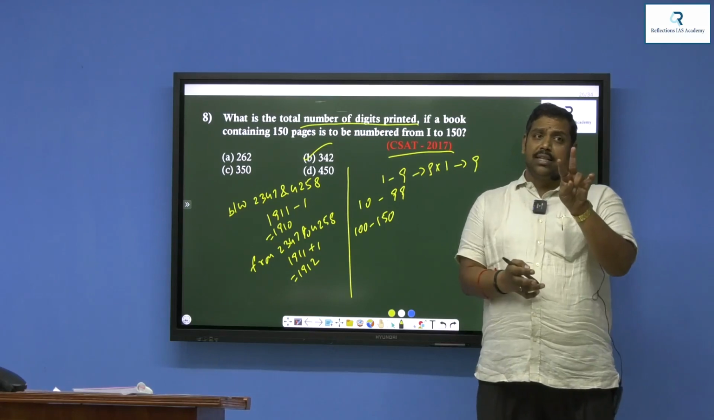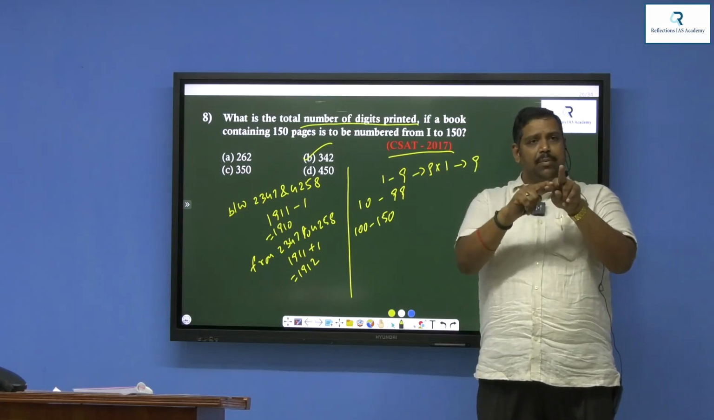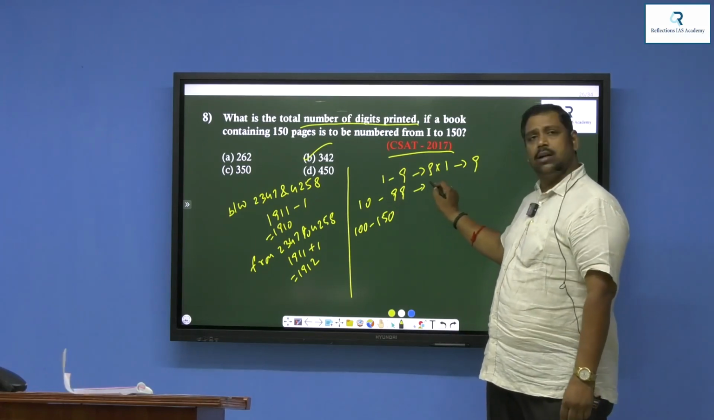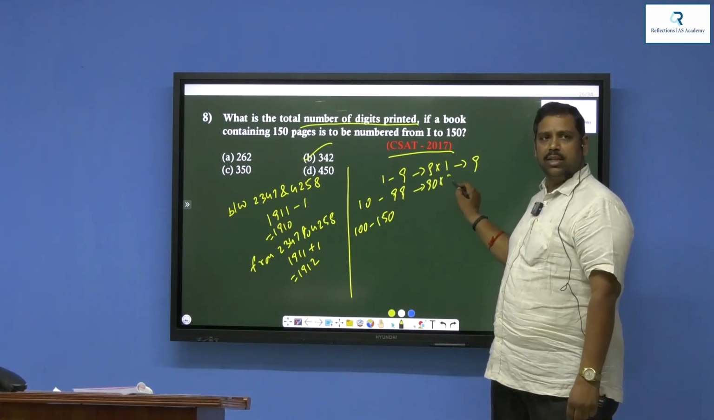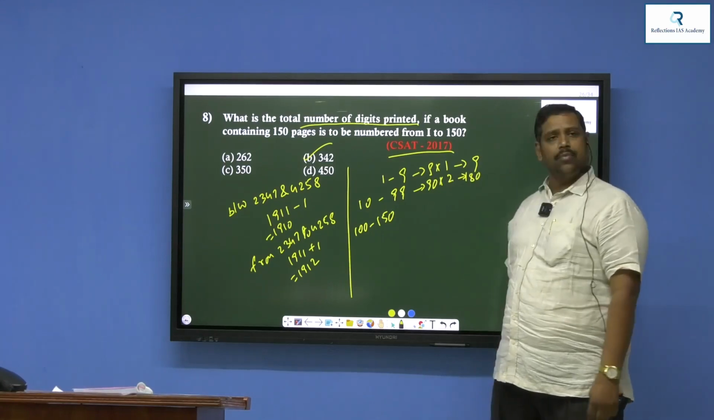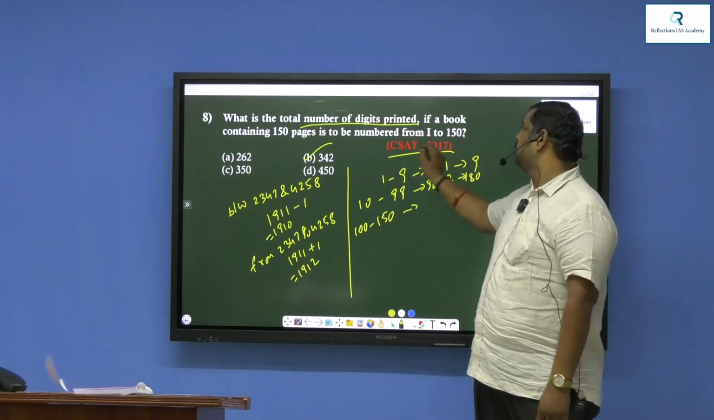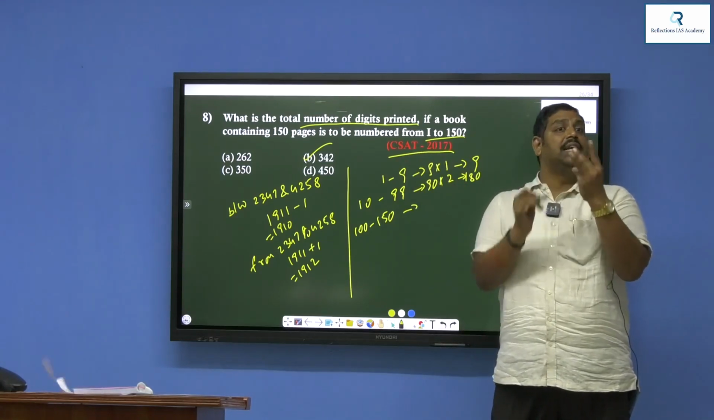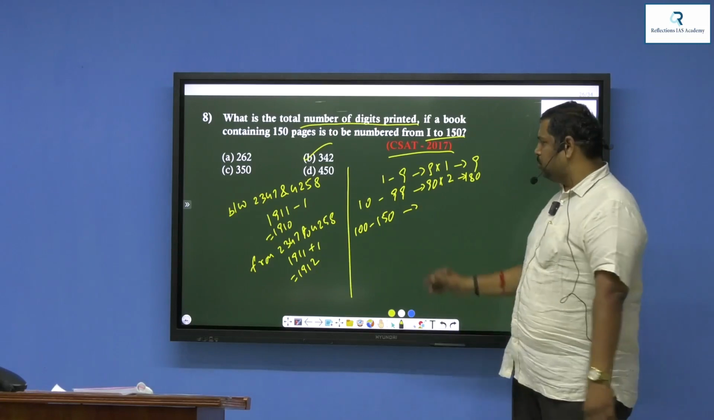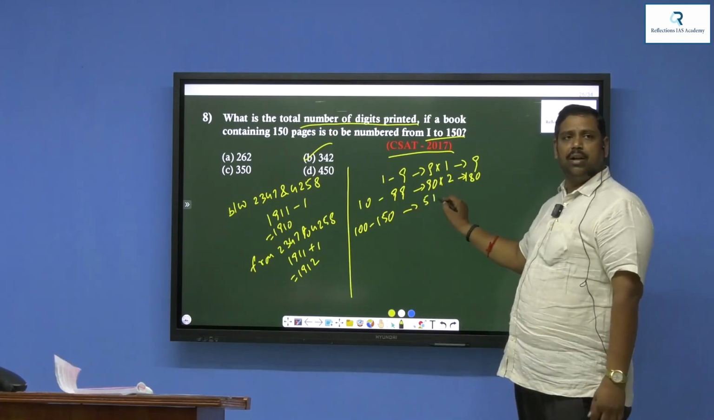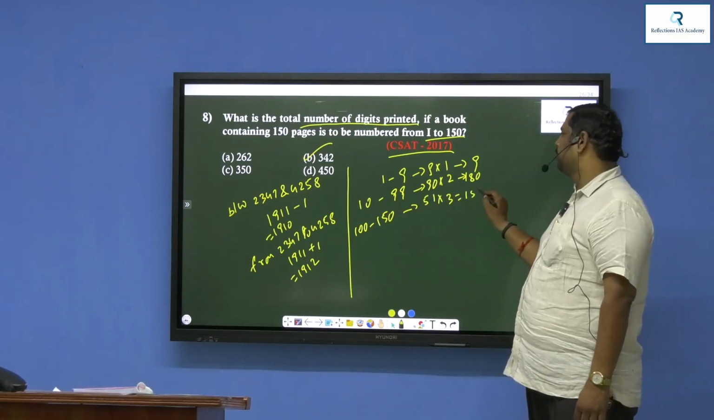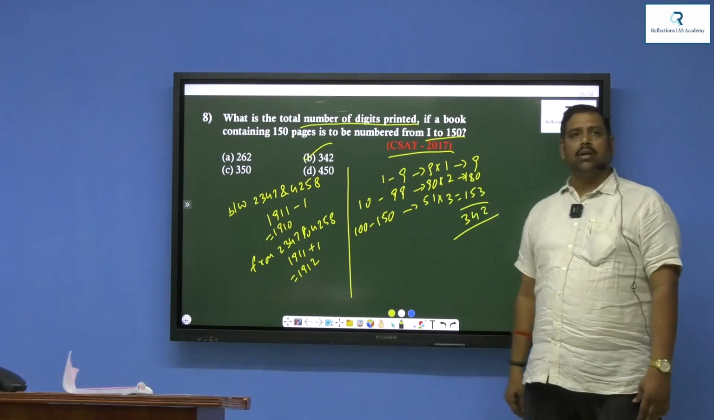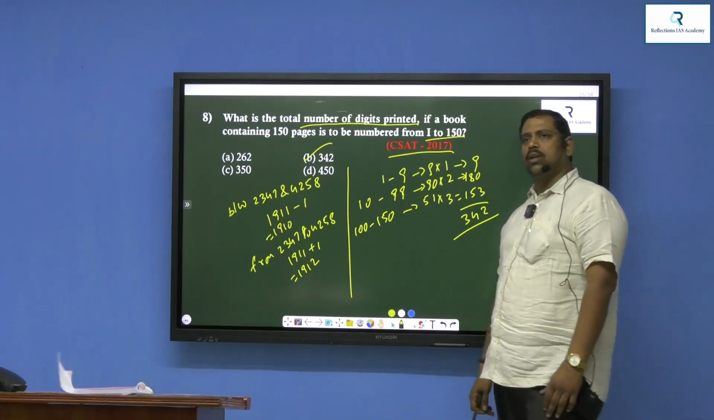10 to 99 means 2 digits. If I want to enter 10, 1 digit printed or 2 digits printed? 2 digits. Total how many numbers are there? 90. Each time 2 digits, so 180 digits are printed. These are 150 pages in total. 100 to 150 are 3 digit numbers. If I want to enter 100, 1, 0, 0, 3 digits need to be printed. So how many numbers are there? 51 into 3, 153. Add all, you will get 342. Clear? Can I go to the next one?